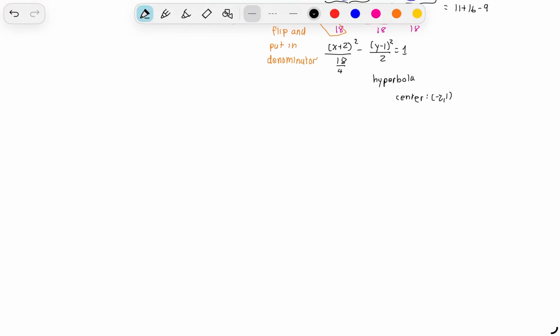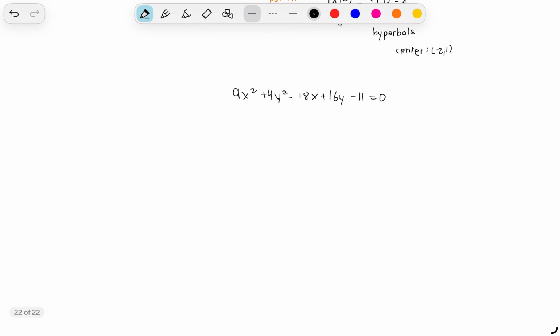In this video, we're going to be taking the general form of conic sections and converting them into their standard form. So let's start off with our first example. We're going to have 9x squared plus 4y squared minus 18x plus 16y minus 11 is equal to 0. Your first step is to group your x terms and your y terms together.